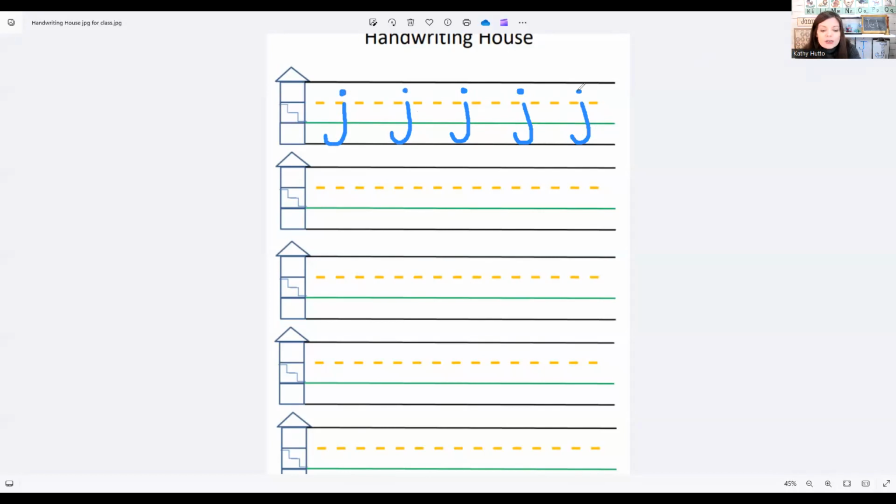Well, I want to give you a sticker for your handwriting paper. I know you're doing a great job listening and learning and practicing.